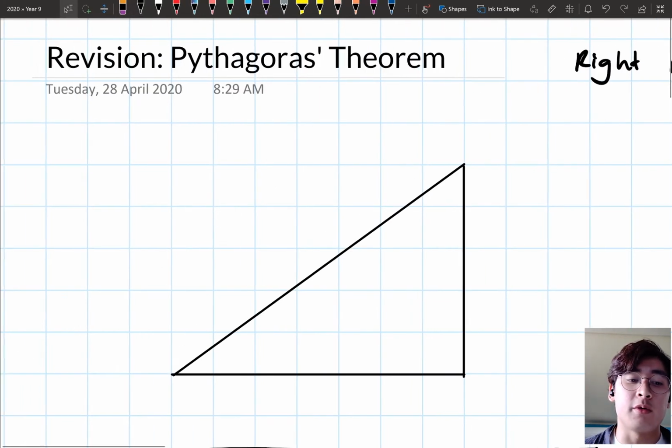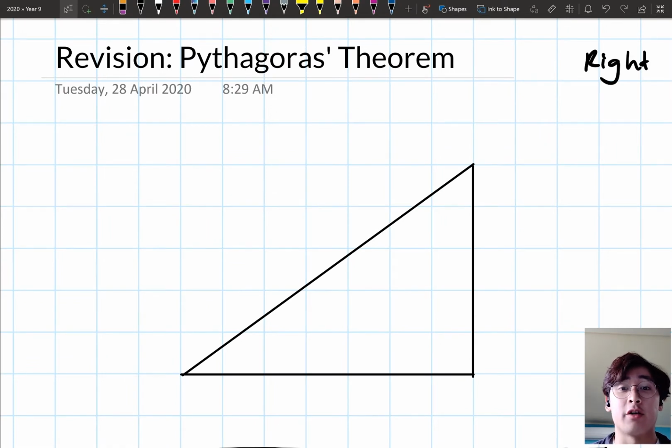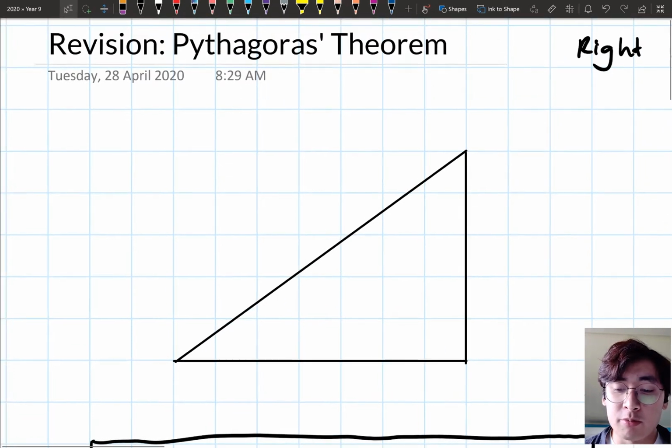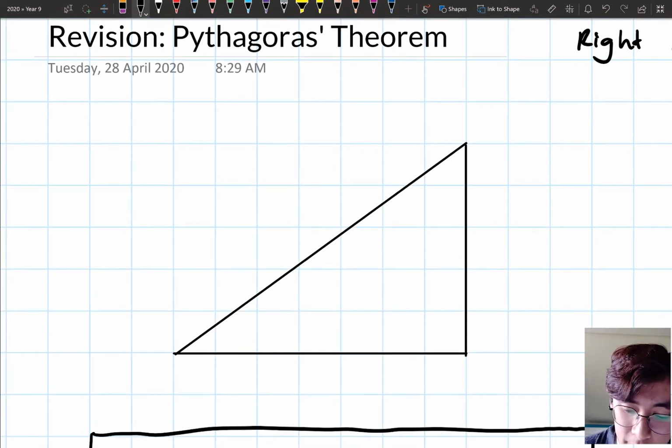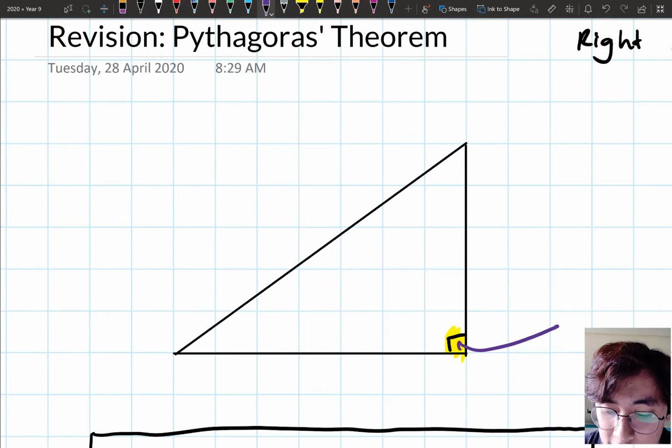So first, we're going to revise Pythagoras' theorem and go through what it tells us. Pythagoras' theorem deals with right angled triangles. So how do I know if a triangle is a right angled triangle? Well, a right angled triangle needs a right angle. So I'm going to draw on a little square box there. It looks a little bit off, but that's okay. What this square box tells me is that this angle over here is 90 degrees, or a right angle.